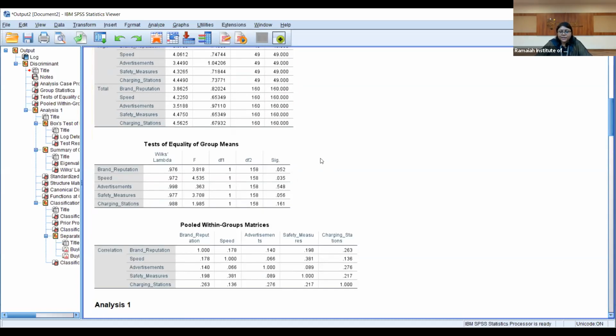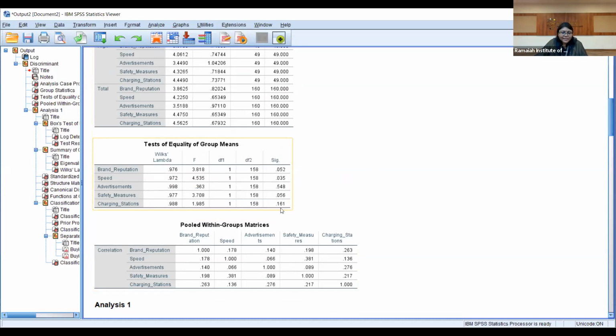Now the next one is the test of equality of group means. Either you can check this, the Wilks lambda. Now this Wilks lambda, the higher the value of Wilks lambda, it is not a better discriminant function. So for being a more powerful discriminant function, the Wilks lambda value should be around 0.5 or less than it. The lesser the value of Wilks lambda, the better is your significance.